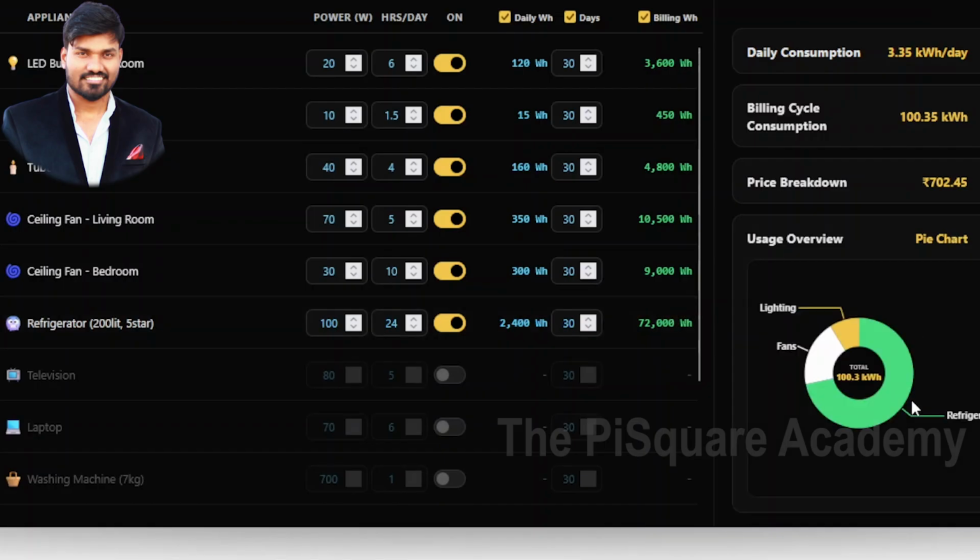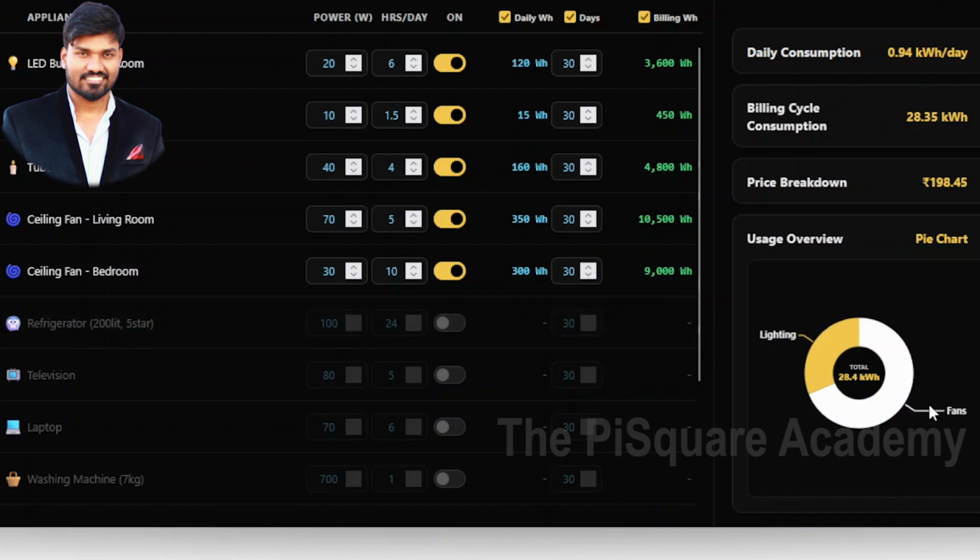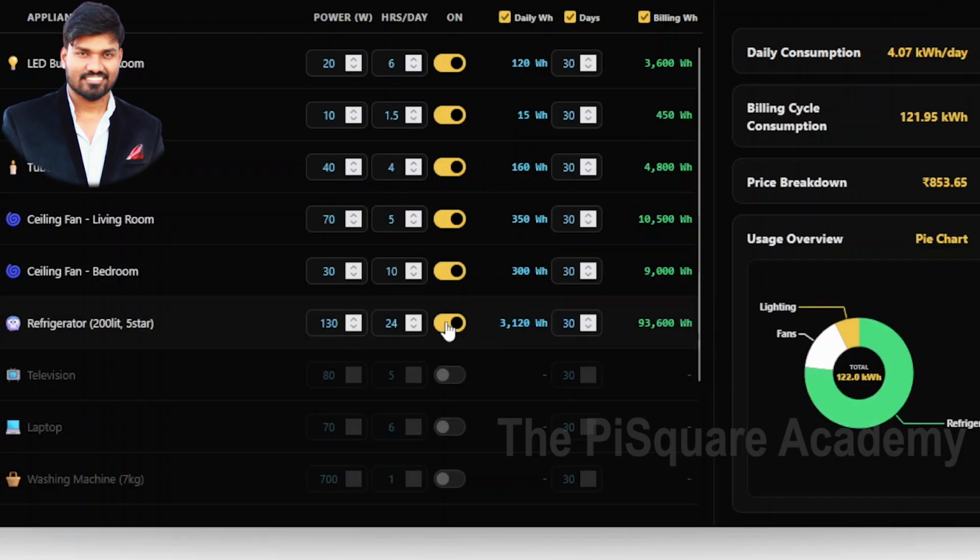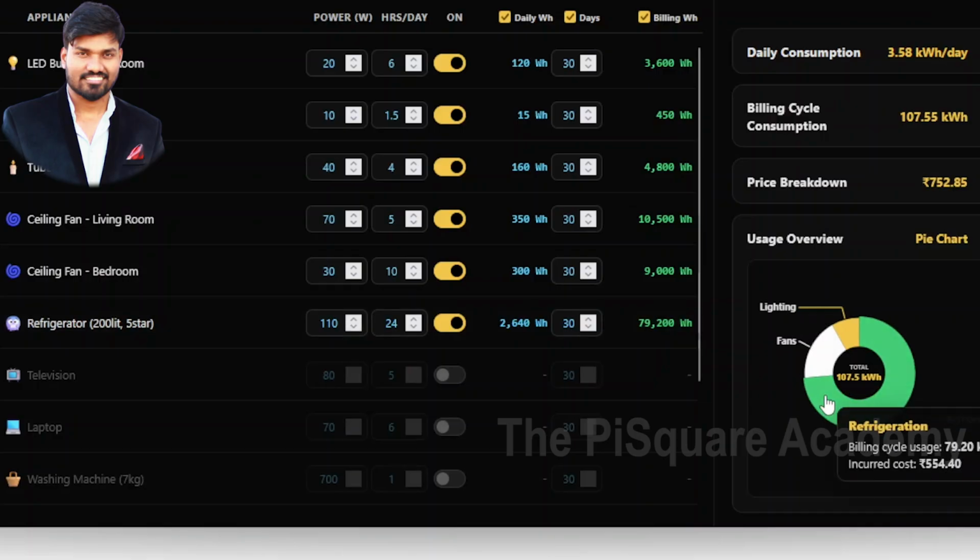So look at this overall, if I just remove this refrigeration, mainly fans are consuming more than 75%. Lighting load is very less consumption. The moment I turn on this fridge, if you keep a fridge at your home, even if the fridge is just 110 watts, then look at this, almost 79 kilowatts in a month it is consuming.